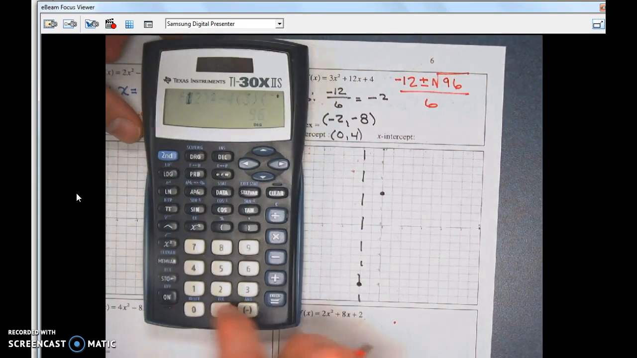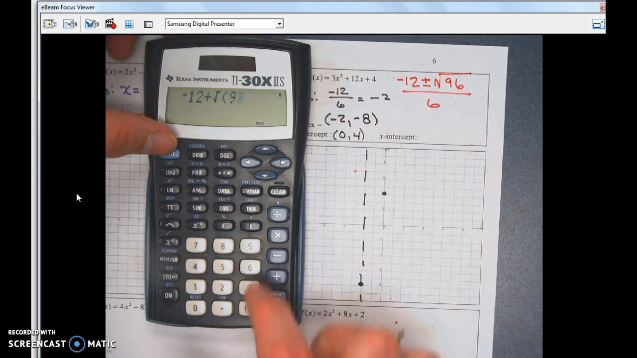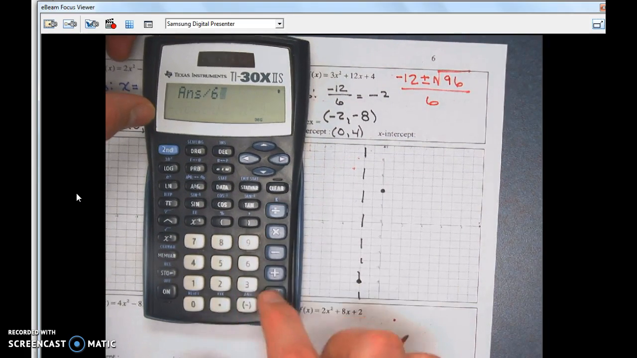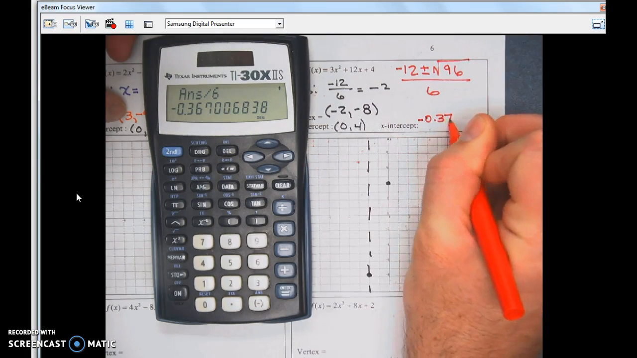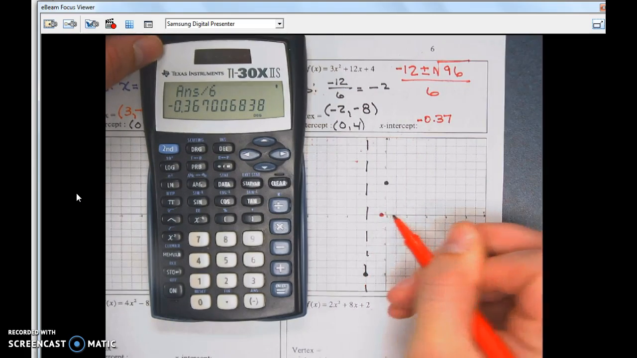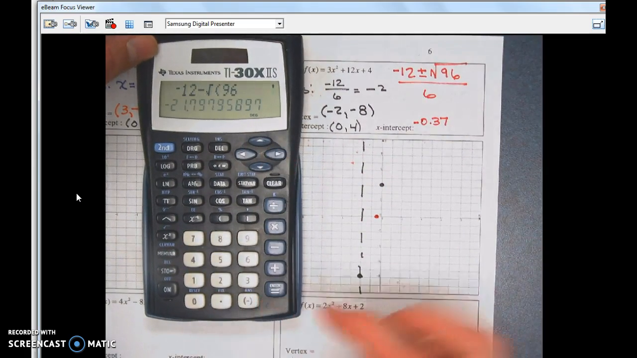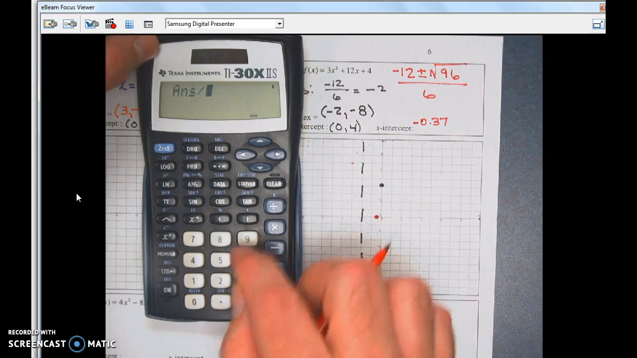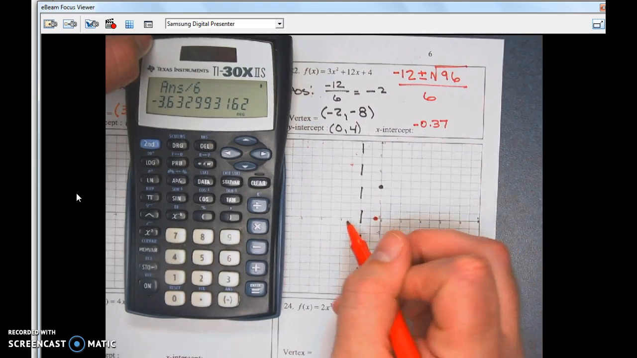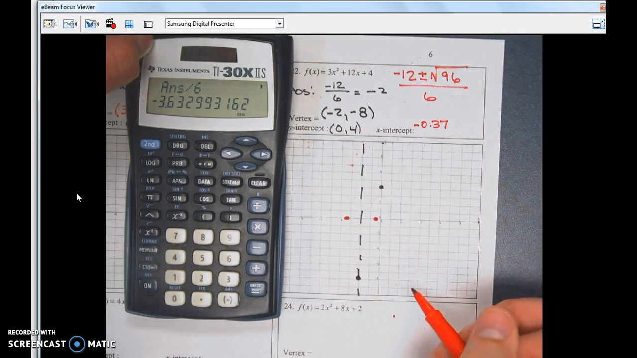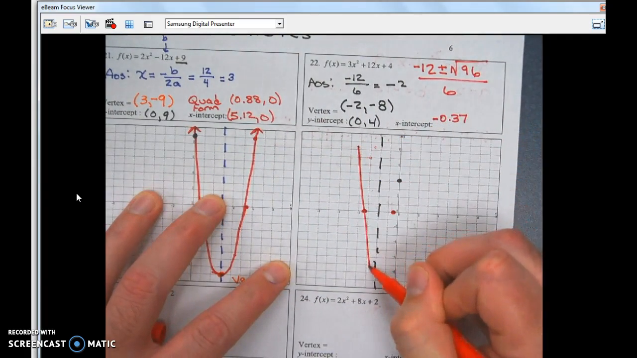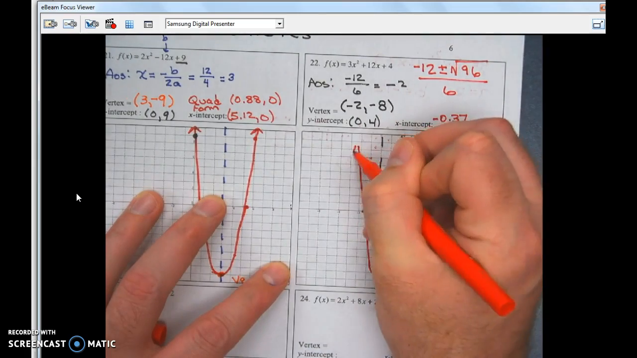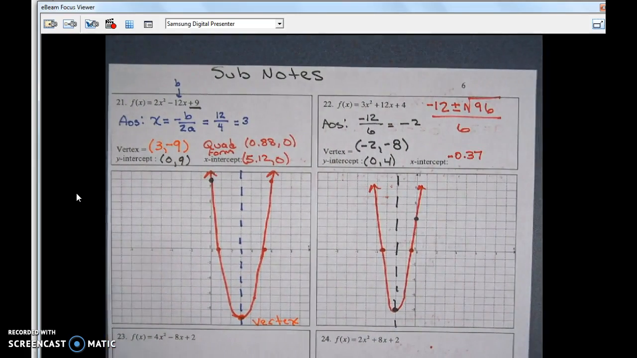When you do that, negative 12 plus the square root of 96 divided by 6 is negative 0.37. So that's about right here. And you should have also gotten negative 12 minus the square root of 96, don't forget to divide by 6, negative 3.63, which is about right here. Vertex is down there, and so when you go to graph it, it should have been real skinny, because we know, of course, that this is a stretch, and it's going up. So hopefully your graph looked like that. If so, you're probably good to go.